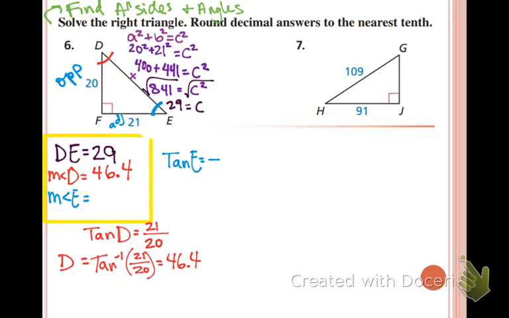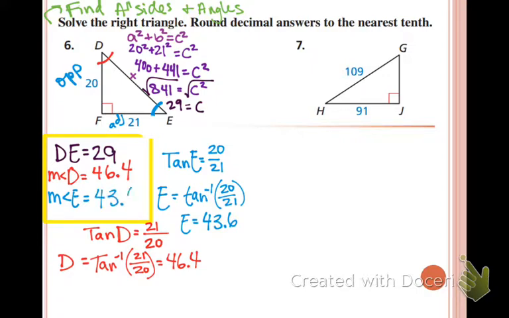And it equals the opposite, which is 20 over 21. Again, we're looking for an angle, so we will use the shift button. So shift tangent. What do we get? 43.6. Perfect. Realistically, so this is the answer.